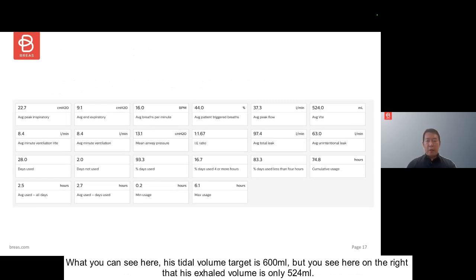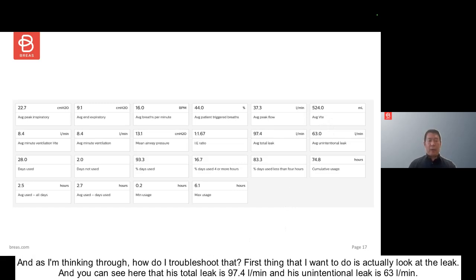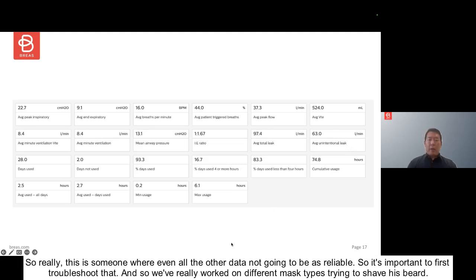What you can see here, his tidal volume target is 600, but you see here on the right that his exhaled volume is only 524. And as I'm thinking through how do I troubleshoot that, first thing that I want to do is actually look at the leak. And you can see here that his total leak is 97.4 and his unintentional leak is 63. So really, this is someone where even all the other data is not going to be as reliable. So it's important to first troubleshoot that.